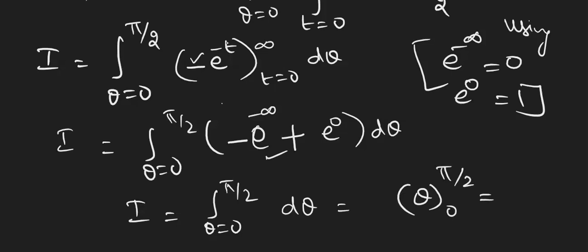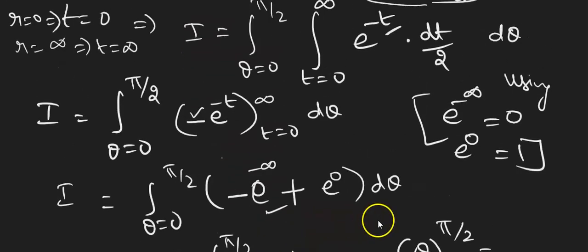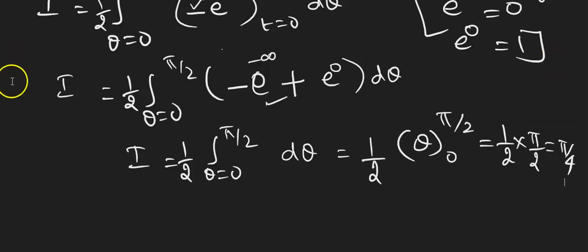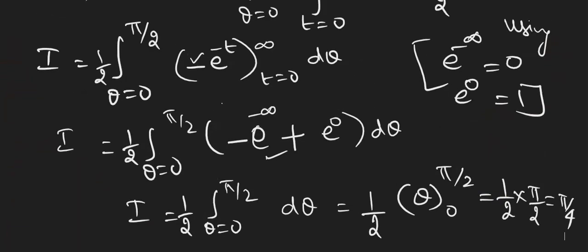And then we missed this by 2 here, dt by 2. So 1 by 2 will be there outside everywhere till the end. So here also 1 by 2. So 1 by 2 into pi by 2, which is nothing but pi by 4. So this is how we change the integral from Cartesian to polar, and we are evaluating. Thank you.